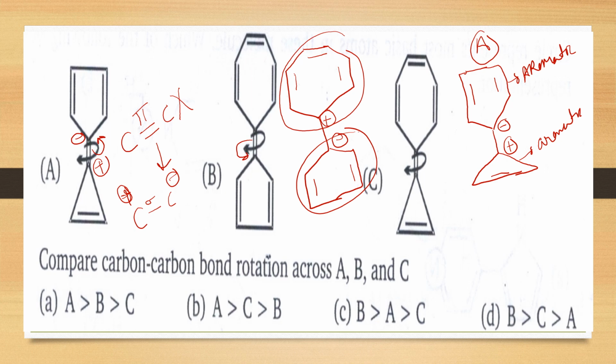Because there are larger rings, or we can say more delocalization, B has more aromatic character than A. So B is more stable than A.